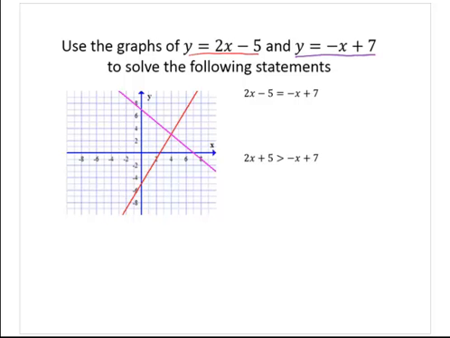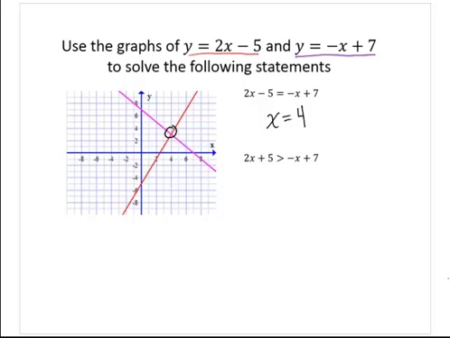So where is 2x minus 5 equal to negative x plus 7? Well, graphically, we see that they are equal, the y values are equal at the point of intersection. So notice that they intersect at the point 4, 3. So what we will understand is that therefore the solution of the equation is x equals 4. The y values are the same, 3, when the x value is 4.